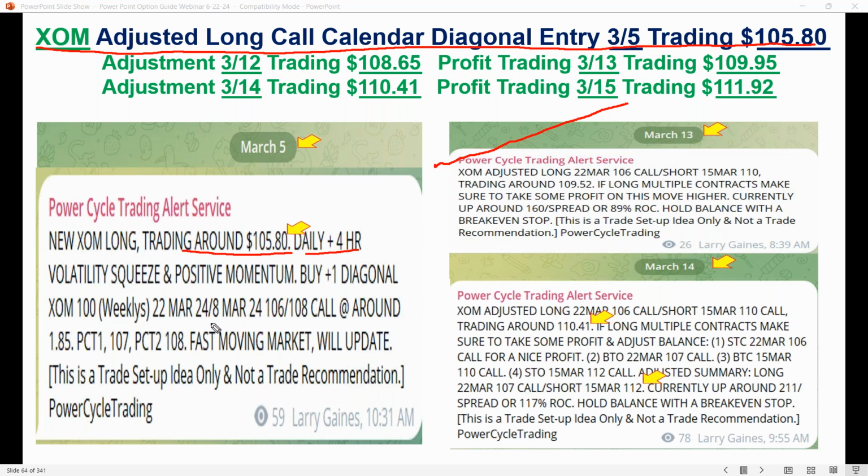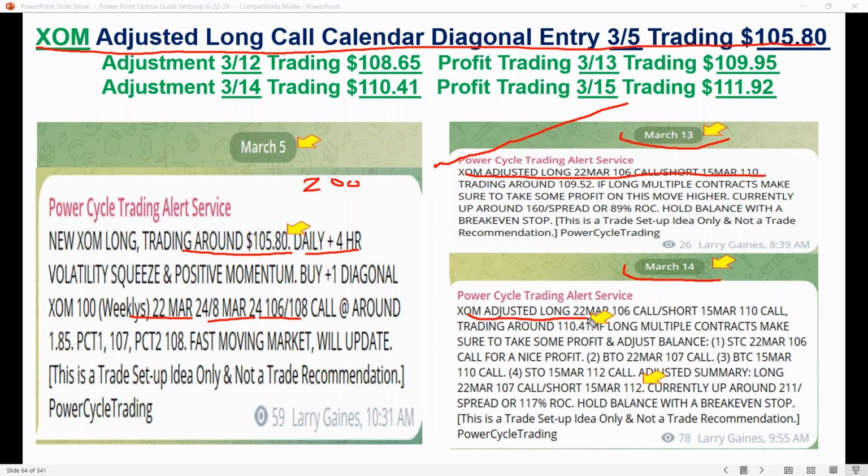So we went out and bought the 22 March to begin with, so further out in time, the 22 March series, and sold against it the 8 March, the 106, 108. So we started the spread out just $2 wide, or a $200 wide spread. And then we're going to work the trade up. On the 13th, we adjusted it. I won't go through this, I'll just show you the charts. So we did our first adjustment on the 13th, and then we took some profit on the 14th.